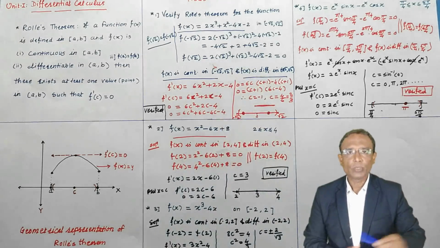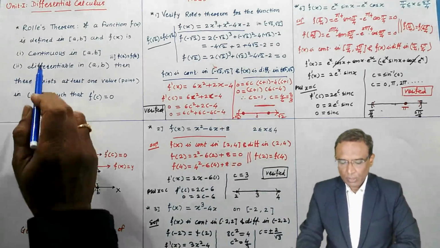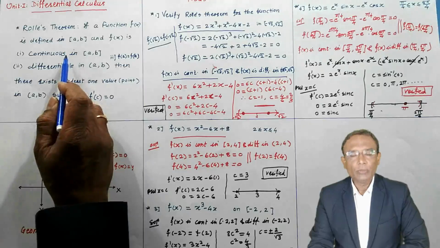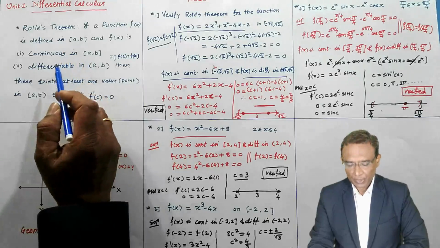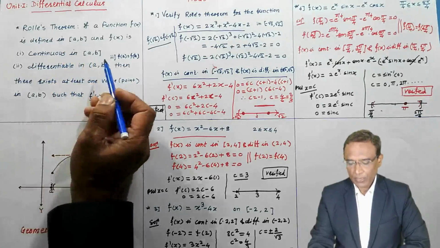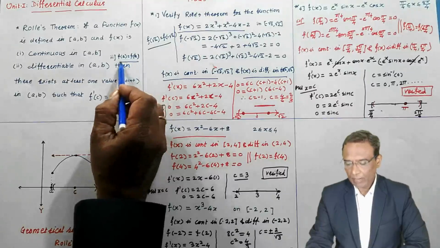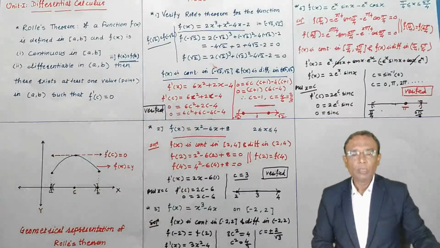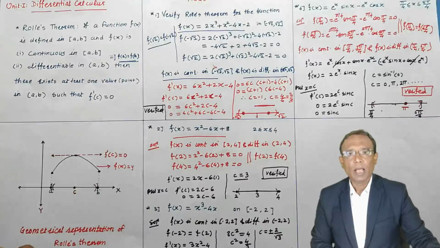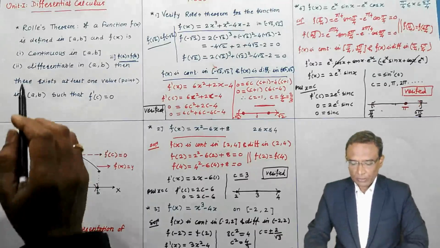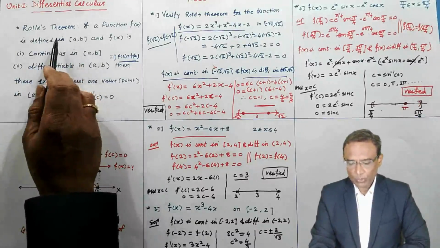Part of the solution may be asked as MCQs. Yes, first of all, what is Rolle's theorem? In short, Rolle's theorem requires continuity in the closed interval, differentiability in the open interval, and f(a) equal to f(b). f(a) equal to f(b) means the value of the function at the end points of the interval must be the same. This is the statement of Rolle's theorem.